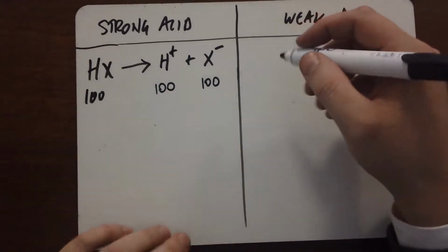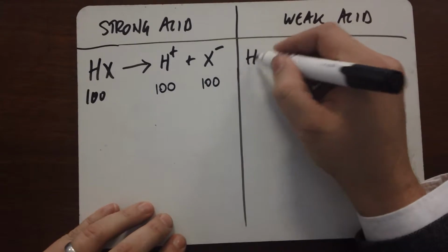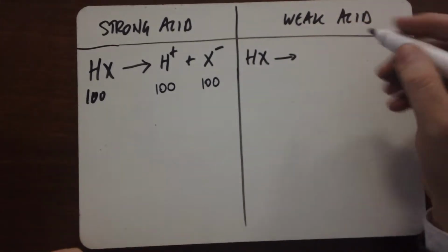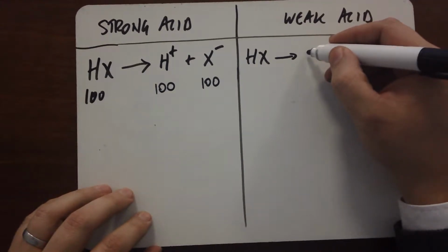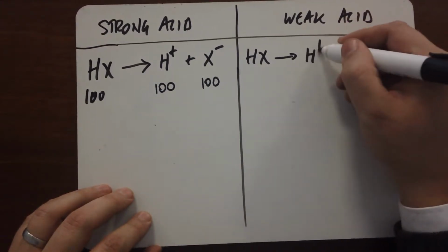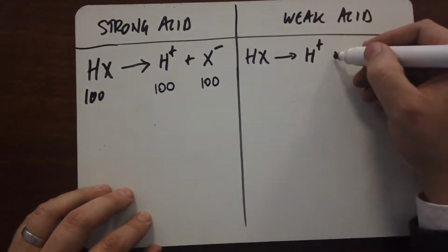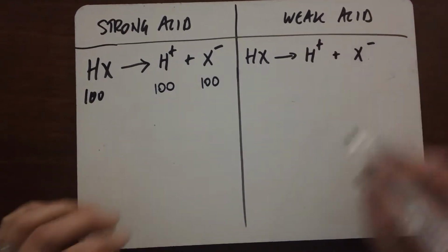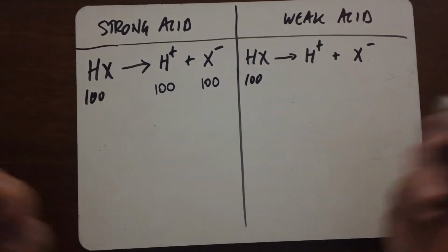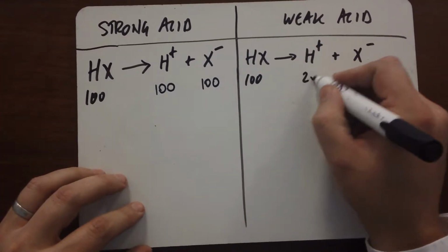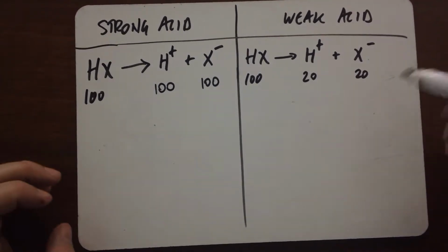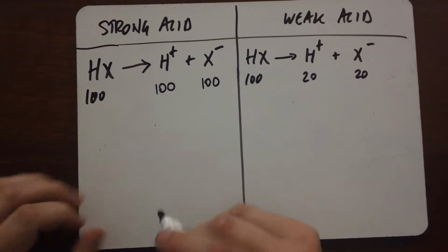Weak acid, on the other hand, take a HX again. What happens this time is that there's only partial dissociation, so only some of the H's will drop off, and you'll only have a fraction. So, for example, for every 100, just for example, say you might have 20 of them and 20 of them. You would not have complete dissociation like this one.